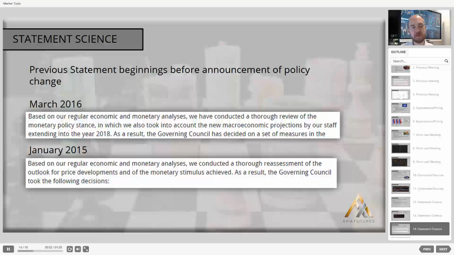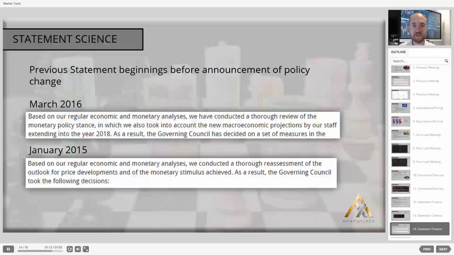Now, if you think back to earlier slides when we looked at the ECB, usually they will start their statement at the press conference with, based on our regular economic and monetary analysis, the ECB key interest rates either changed or remained at whatever level. However, when they have changed policy, this is in January 2015, March 2016, the start of the press conference was, based on our regular economic and monetary analysis, we conducted a thorough reassessment, or in the case of March, we conducted a thorough review of monetary policy stance.